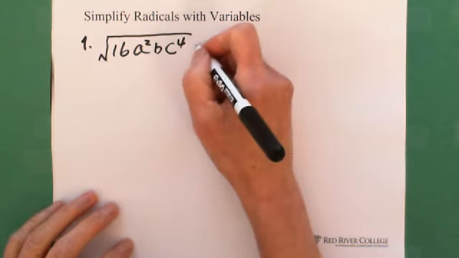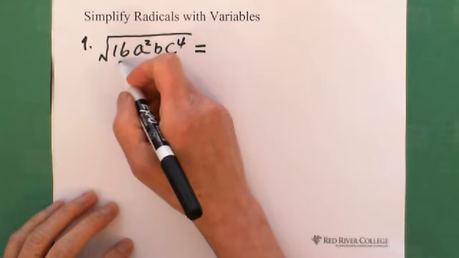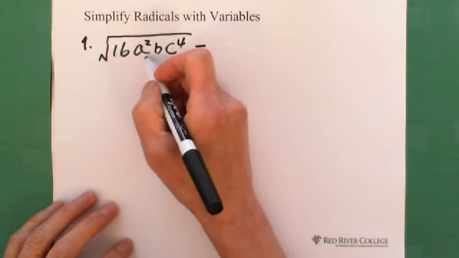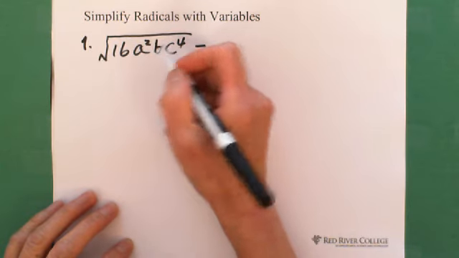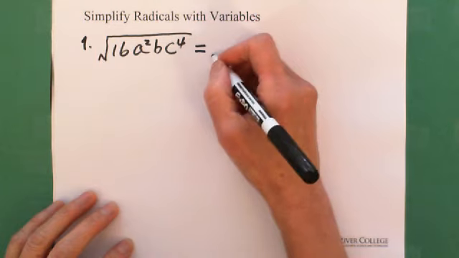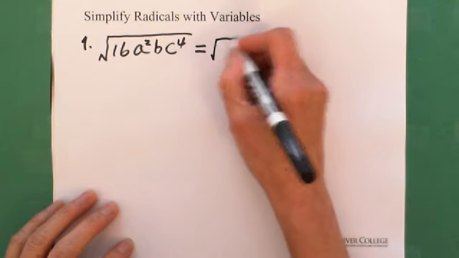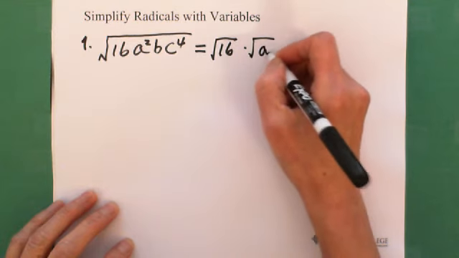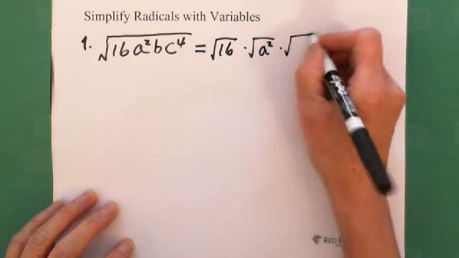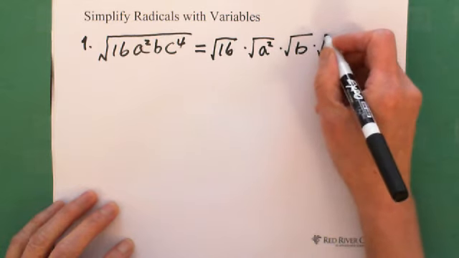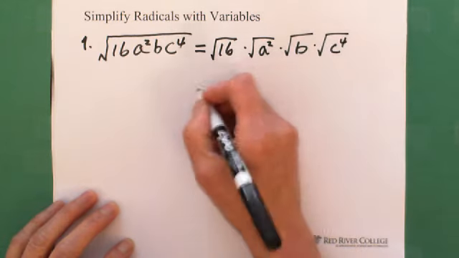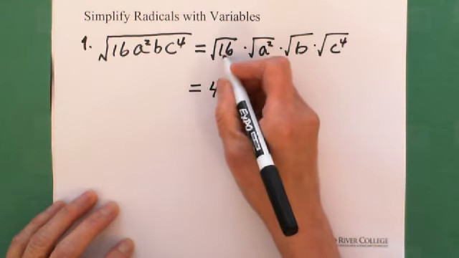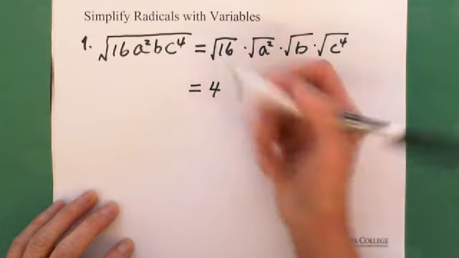We can follow the rule. We can separate each factor, because it is 16 multiplied by a squared multiplied by b multiplied by c to the 4 exponent. So we have the square root of 16, the square root of a squared, times the square root of b, times the square root of c to the 4 exponent. The square root of 16, we know, is 4.